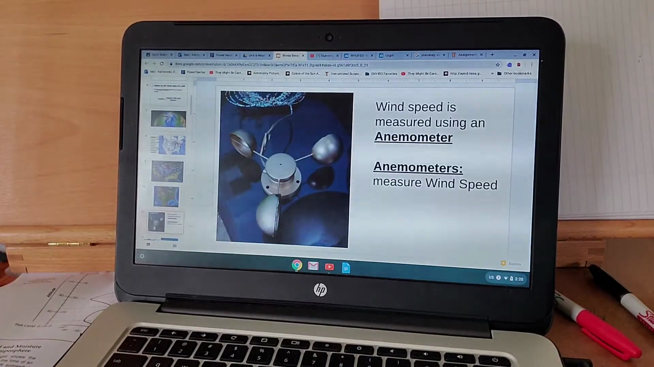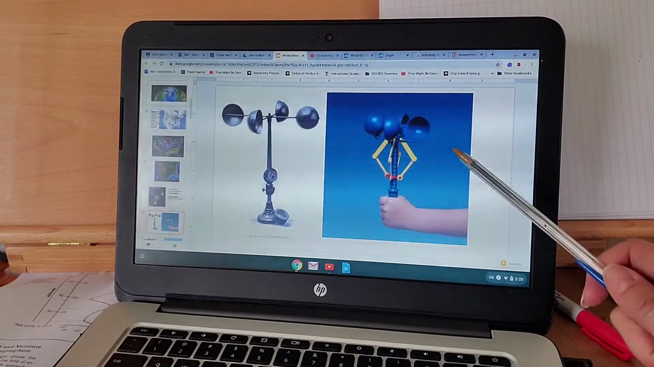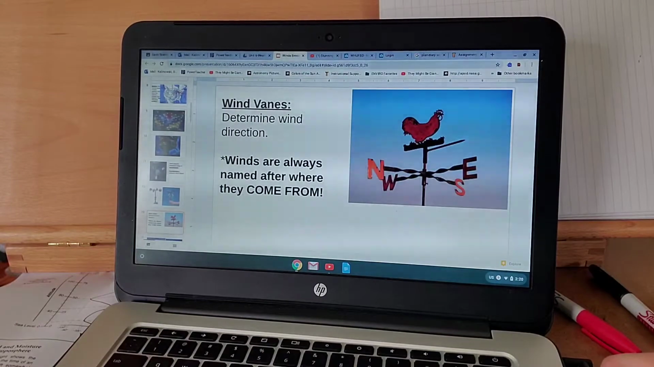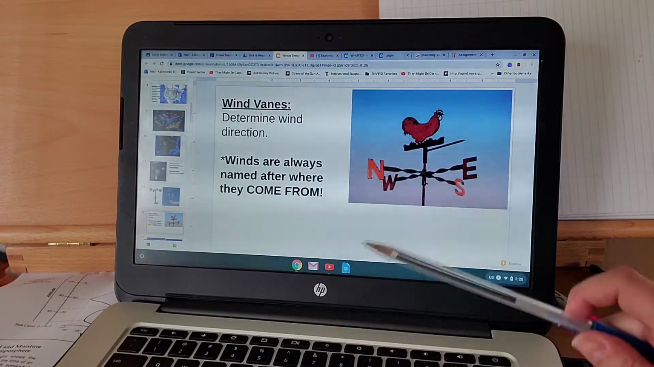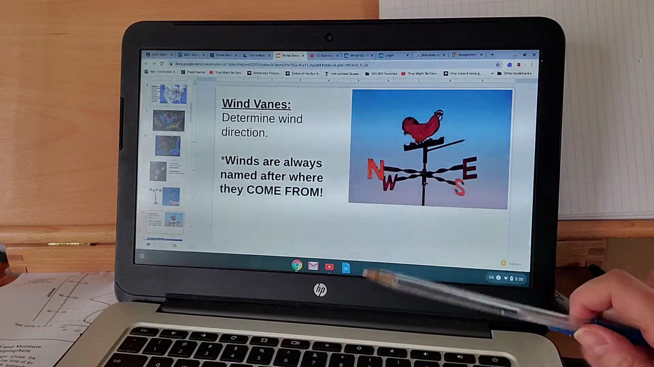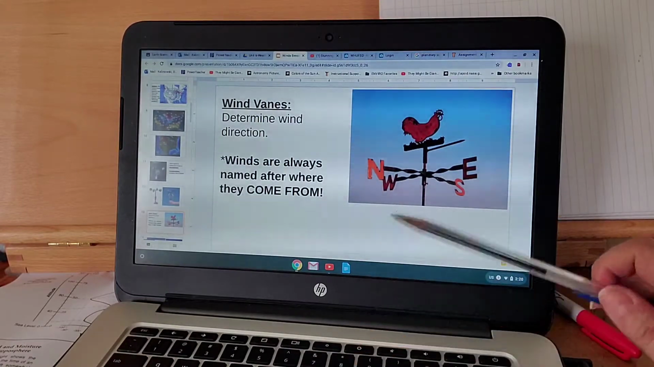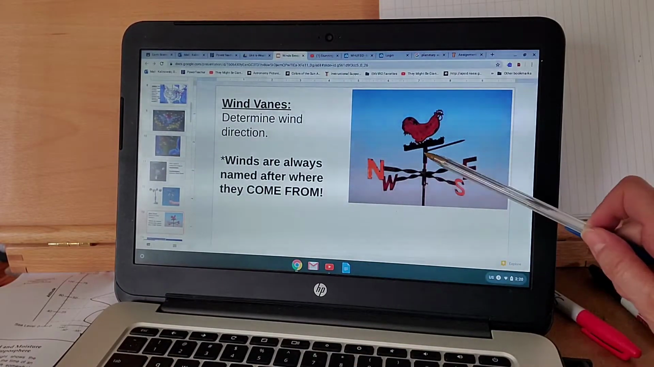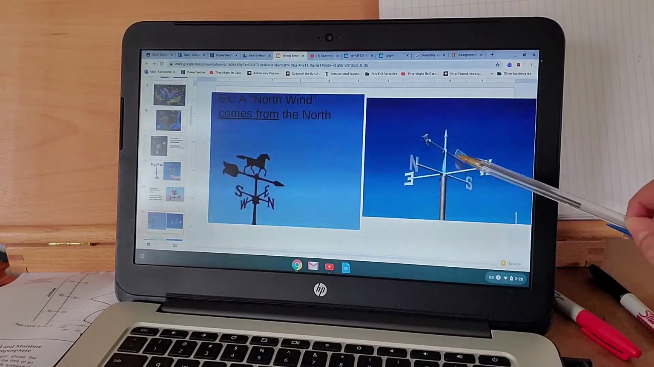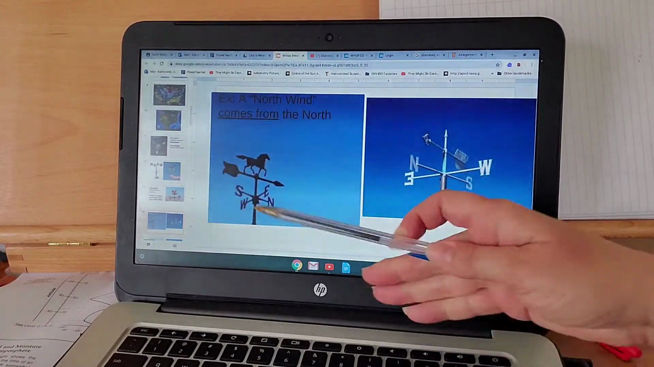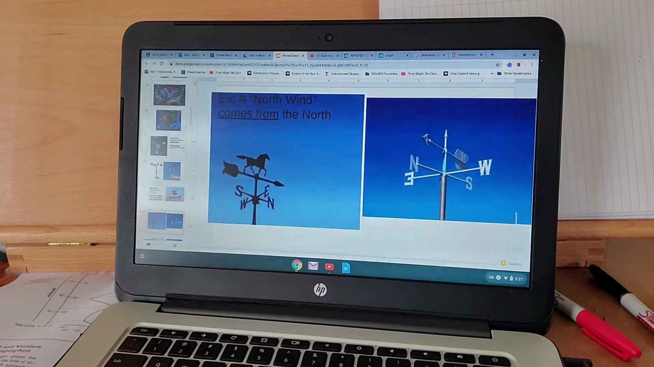Okay, that's just review. This, remember, is an anemometer, which measures wind speed. Those little cups measure wind speed. This is a wind vane, and it tells the direction that the wind comes from. Please remember that winds are named after where they come from. This is just review. I hope you remember that this one's fake because there's no tail. You need the tail. You need this part. That is how the wind kind of pushes the needle into the direction that the wind is blowing from.